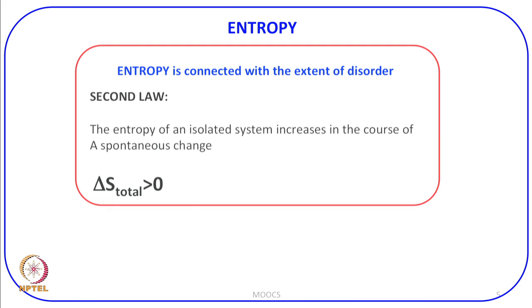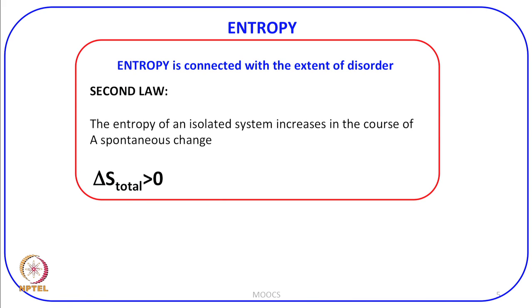So let us discuss more on entropy. What is entropy? Entropy is connected with the extent of disorder. If in a system there is a large amount of disorder, its entropy is more. And as the order increases, the entropy decreases. So this can be formulated into another definition of second law of thermodynamics, according to which the entropy of an isolated system increases in the course of a spontaneous change.